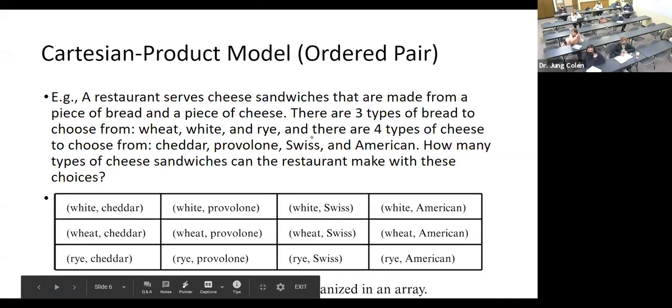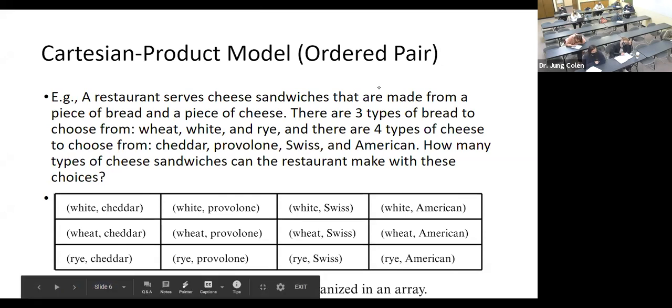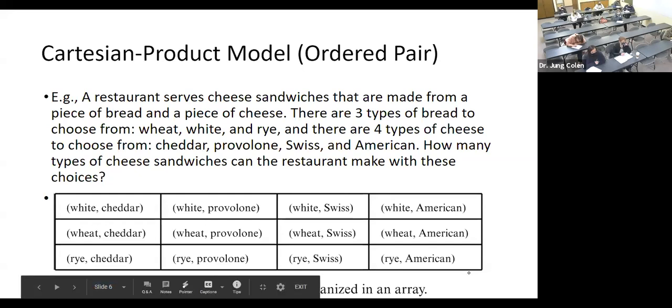For example, there are 3 types of bread to choose from. So wheat, white, and rye. And there are 4 types of cheese to choose from: cheddar, provolone, Swiss, and American. How many types of cheese sandwiches can the restaurant make with these choices? So what's your strategy? How many of you want to write down as a Cartesian product like this?